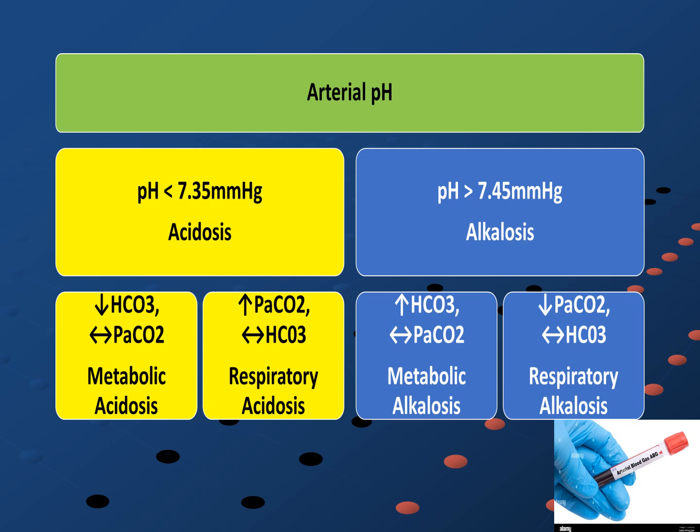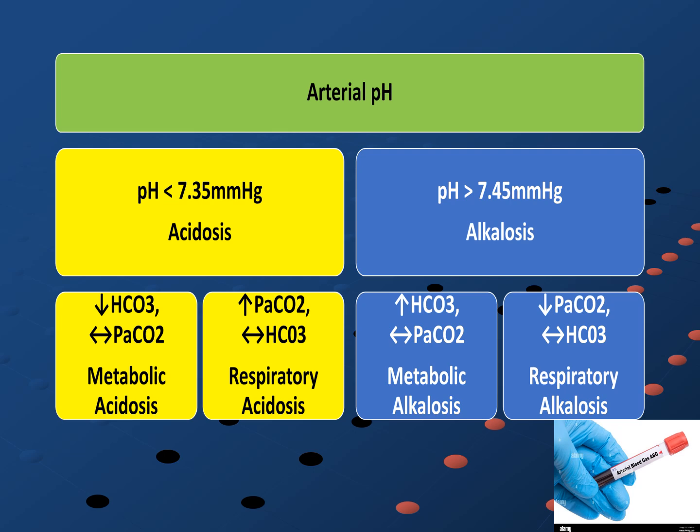Arterial pH. Acidosis: pH less than 7.35. Metabolic acidosis: low HCO3, bicarbonate. Respiratory acidosis: high PaCO2, carbon dioxide. Alkalosis: pH more than 7.45. Metabolic alkalosis: high HCO3, bicarbonate. Respiratory alkalosis: low PaCO2, carbon dioxide.